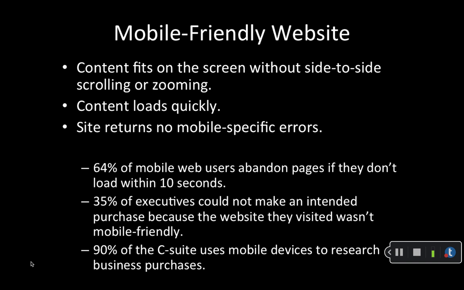For search engines, mobile friendliness means this: content fits on the screen without side-to-side scrolling or zooming. Content loads quickly. The site returns no mobile-specific errors. Google has even provided a free mobile friendliness tool to help marketers determine how to best improve their sites. The most important reason to maintain a mobile-friendly site is to create a consistent and engaging user experience. Mobile UX, or user experience, has a dramatic effect on every stage of the buying cycle.